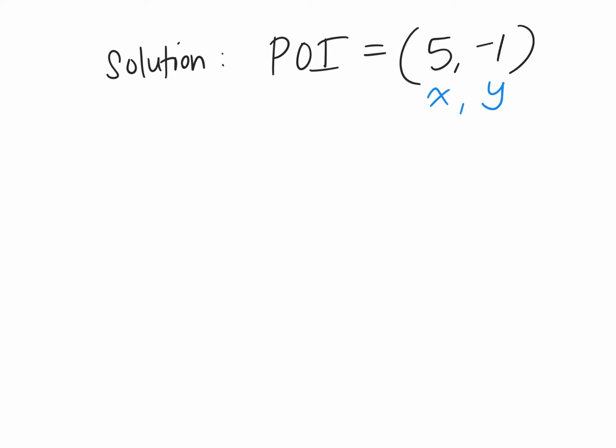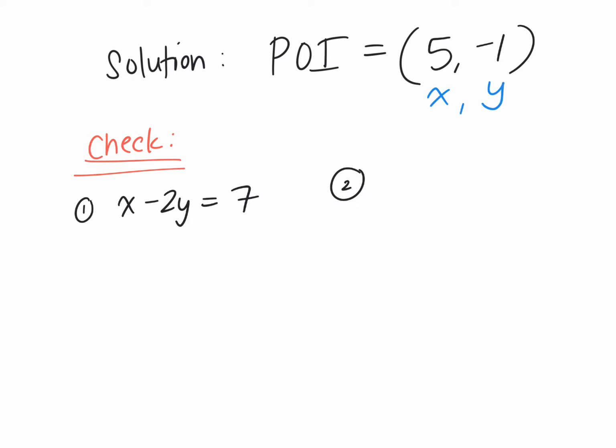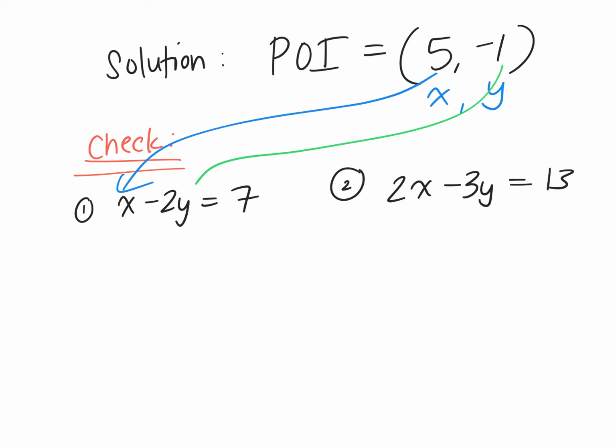We're going to check our answer. So we're going to take the two original equations. So the first equation was x minus 2y equals 7, and the second equation was 2x minus 3y equals 13. And we're going to plug in x and y for both of them. And we're going to see if the left side equals the right side. Do those values make the equations balanced? Is it true that that's a coordinate on both of the lines?